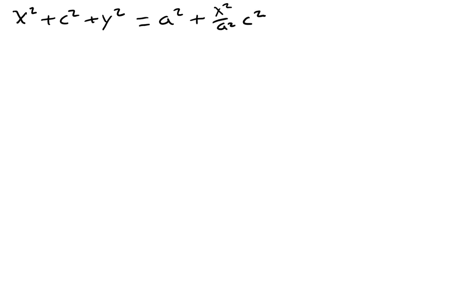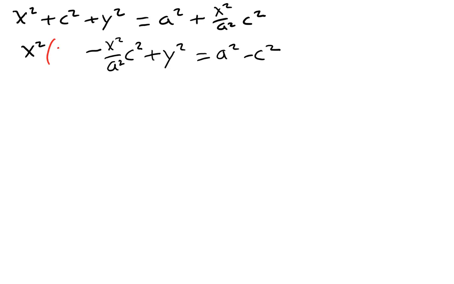Now I want to bring all the pieces that involve x and y to the left, and the pieces that do not involve x and y to the right. So we'll subtract x squared over a squared times c squared, and we'll also subtract c squared. Now I want the x squared terms to have a common denominator, so I multiply by 1, writing 1 as a squared over a squared. Then we can factor out x squared over a squared, and the other factor is a squared minus c squared.